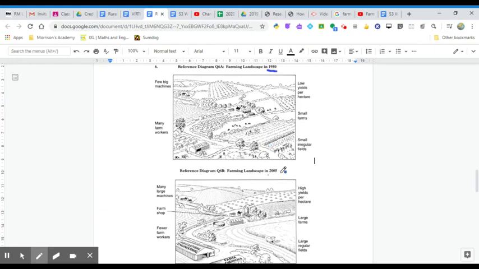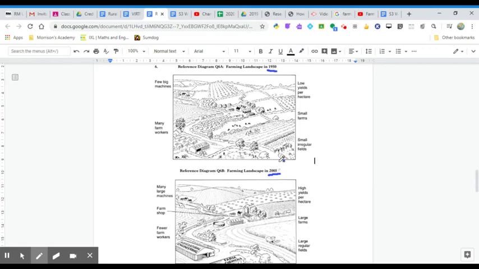We've got a diagram that shows us the farming landscape in 1950, and then we've got that same diagram that shows us the farming landscape in 2005. So they're meant to be showing us the same landscape. The only difference is we can see that there are some noticeable changes. Now, at this point, we're not being asked to explain why there has been a change over this 55-year period in time. We're just asking you to describe that change.